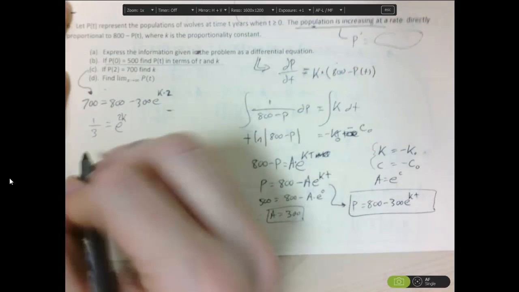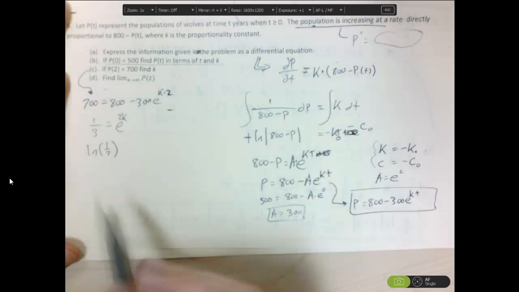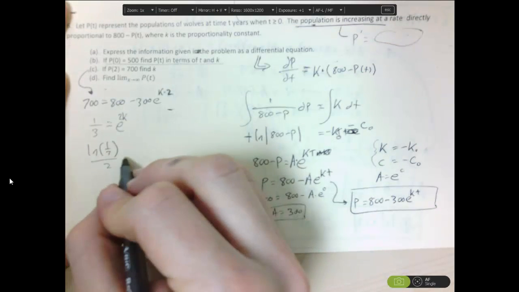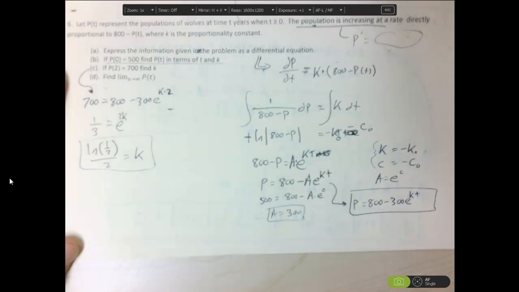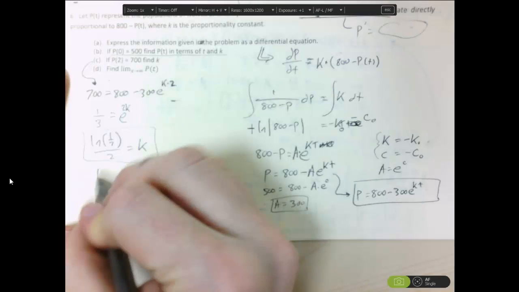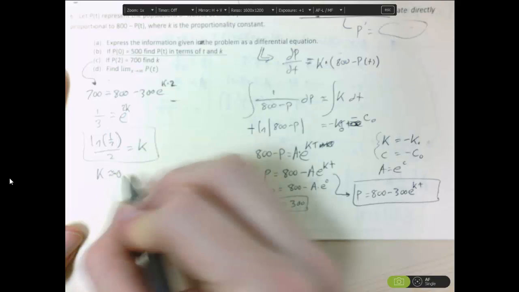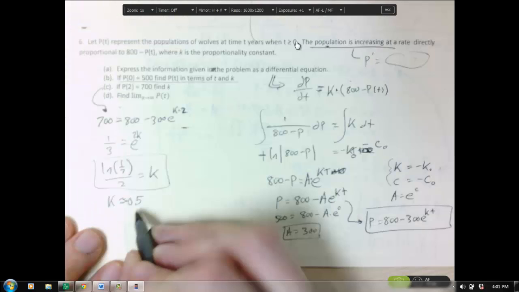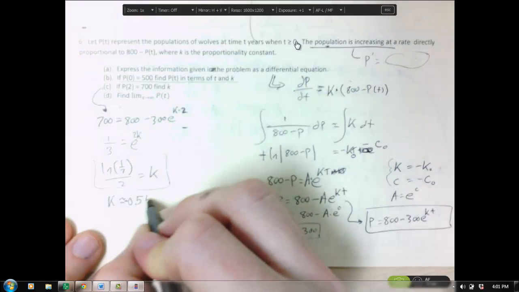I'll take the natural log of both sides, and I'll divide by 2 on both sides, giving me k is this value, which I shall now approximate on my calculator as negative 0.549.